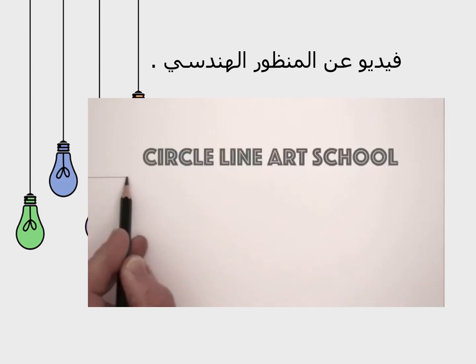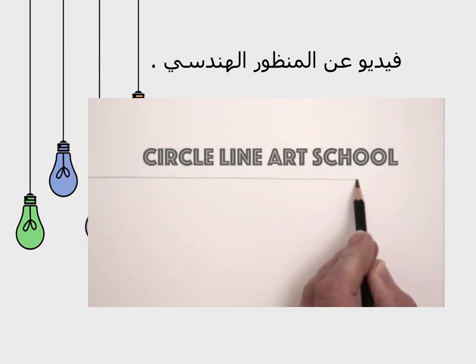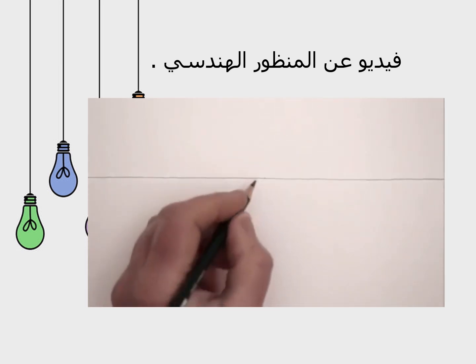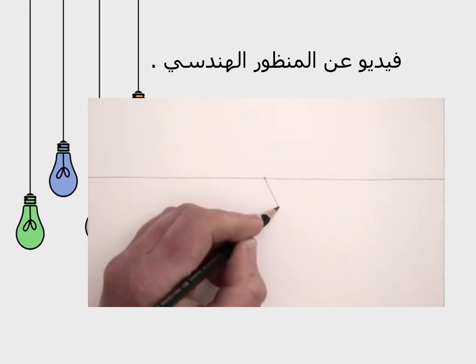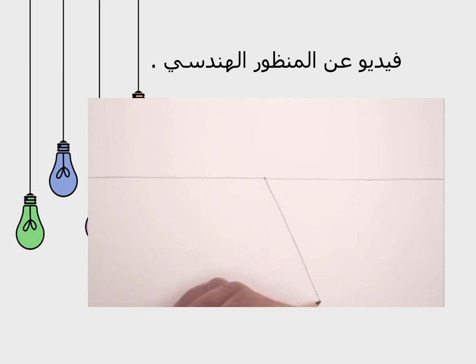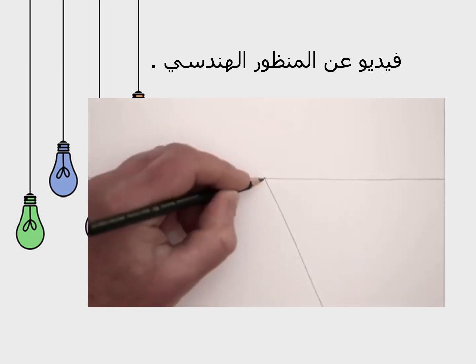Hello and welcome to my new video, how to draw using one-point perspective. First draw a horizontal line and then draw a dot in the middle of this horizontal line. Next, draw two diagonal lines that meet at this dot or vanishing point.